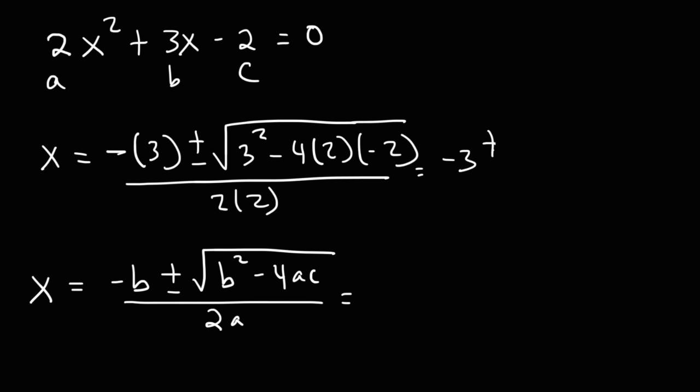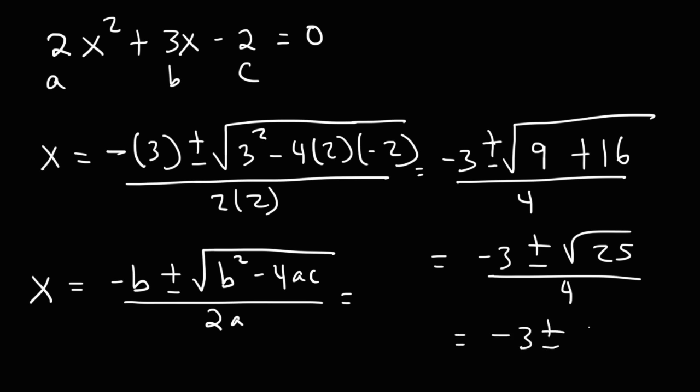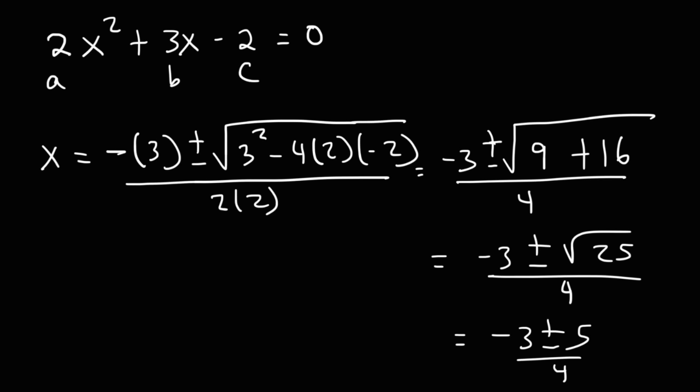So we have negative 3 plus or minus the square root. 3 squared is 9, negative 4 times 2 is negative 8, and negative 8 times negative 2 is positive 16. On the bottom, we have 2 times 2, which is 4. Now, 9 plus 16 is 25, and the square root of 25 is 5. So right now, that's what we have. Notice the plus or minus symbol. So we need to break this up into two parts. We're going to have negative 3 plus 5 divided by 4, and negative 3 minus 5 divided by 4.